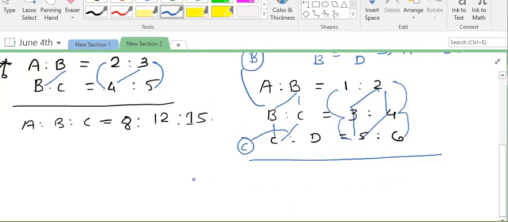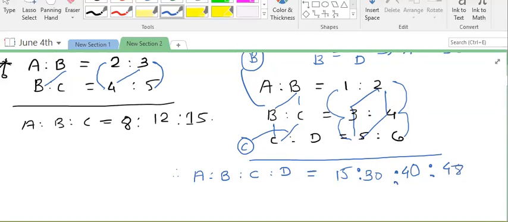A is to B is to C is to D is equal to, okay, so here our A will be 3 ones are 3, 3 fives are 15, that is 15. Is to B will be this into this: 3 twos are 6, 6 fives are 30. Is to C will be 5 fours are 20, 20 twos are 40. Is to D: 4 twos are 8, 8 sixes are 48. So it is 15 is to 30 is to 40 is to 48.